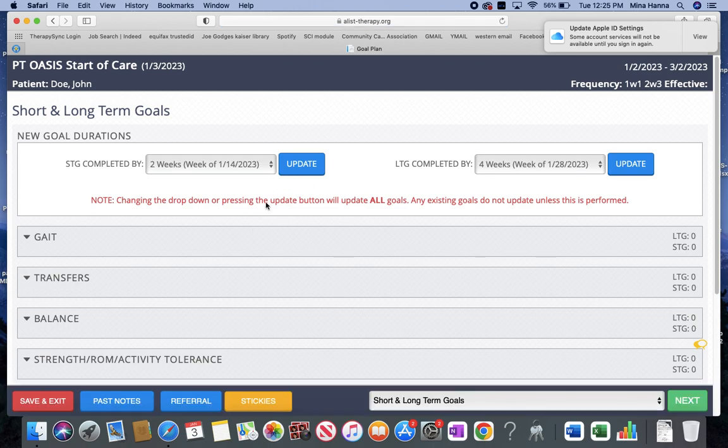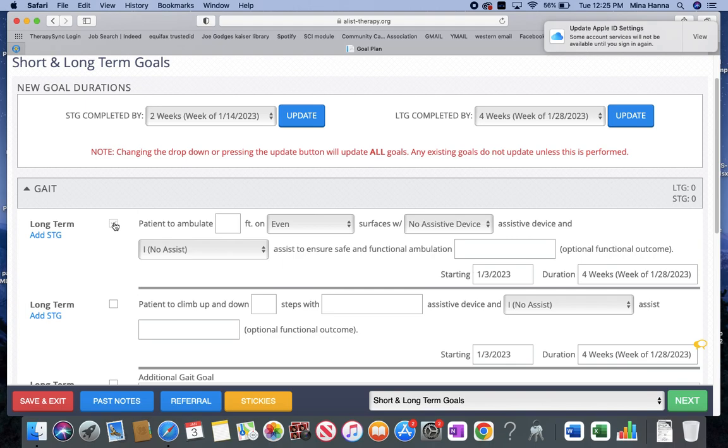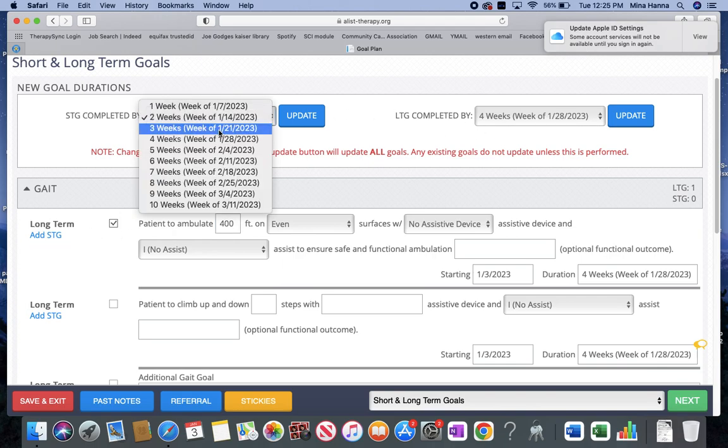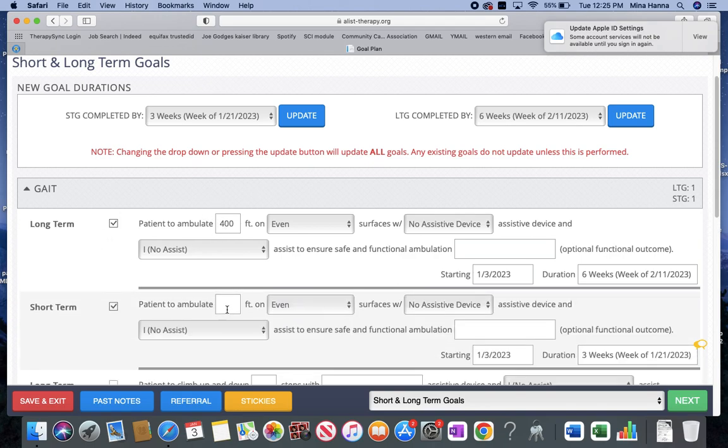And then this is your section for your goals, right? So I would usually say something like, I don't know, 4 to 5 goals. So let's say my goal for this person is 400 feet. And you can say 4 week, 2 week. You can update that. If you want to make this 3 weeks and 6 weeks, you can. That's up to you. You can do whatever you want. And I can put long term, and maybe I have a short term goal for 200 feet.